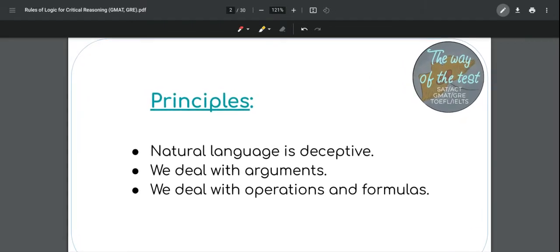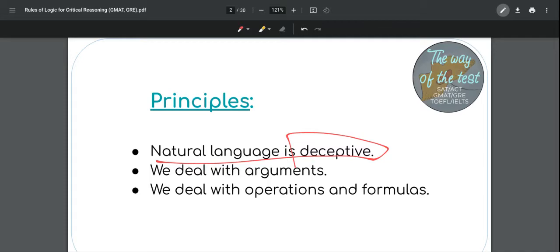The first principle is that natural language is deceptive. Even the word deceptive is kind of deceptive. What do I mean by deceptive? I mean it may lead you to think or believe something that is not true. When you're working with arguments the way we are in the critical reasoning section, if we just work with natural language, with the full sentences, we may not get a clear idea of what we're doing. We're going to exemplify this when we reach the problems of logic.